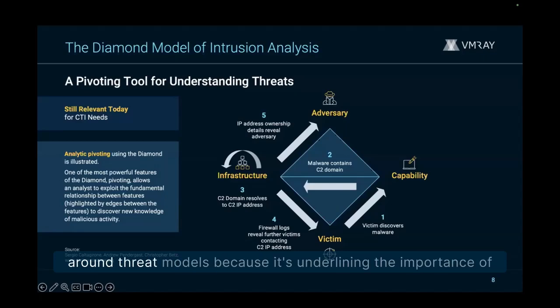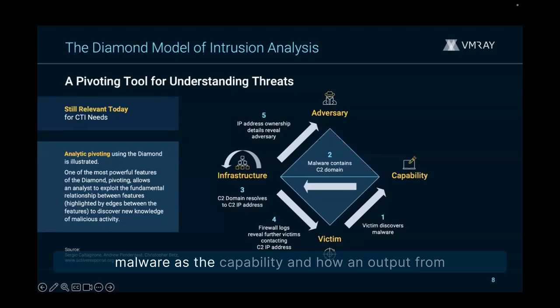So overall, it's a really good example for today's topic around analyzing threats and how to enhance perspectives around threat models, because it's underlining the importance of malware as the capability and how an output from malware analysis, in this case, for example, C2, can help us start pivoting further. CTI is all about pivoting from an operational perspective, but it does not always prioritize where to start. So we will break that cycle, and we will show you that sandboxing capability can be really key, as you can see in this example.